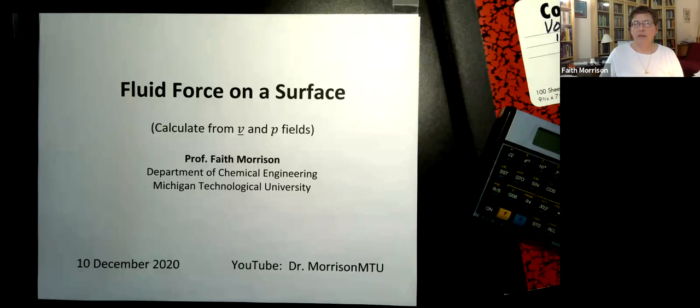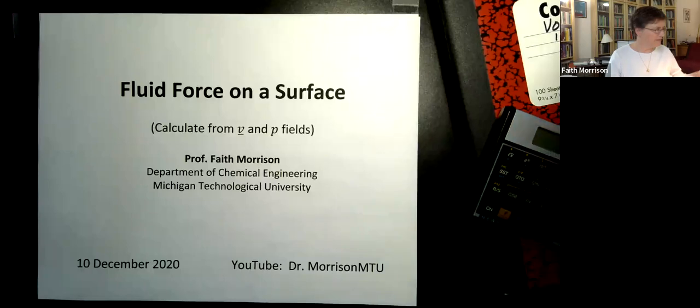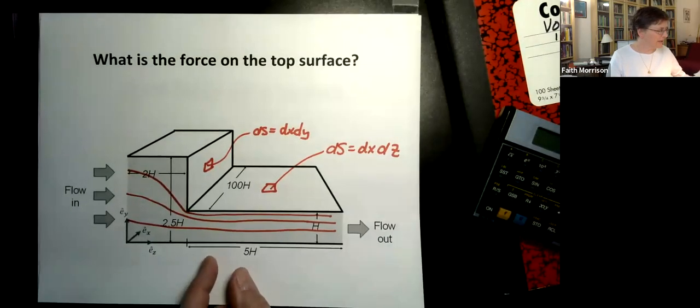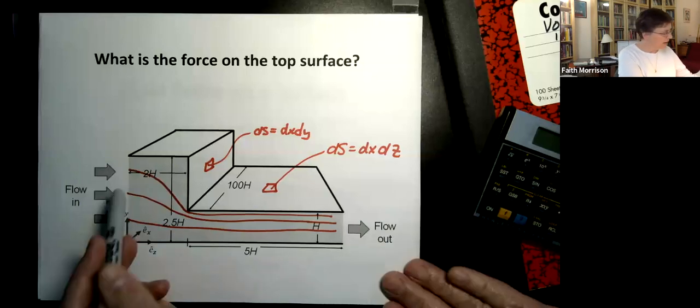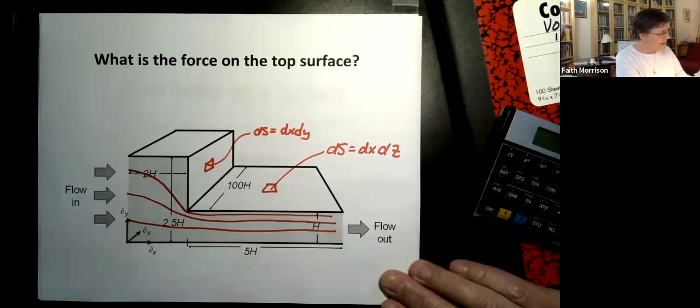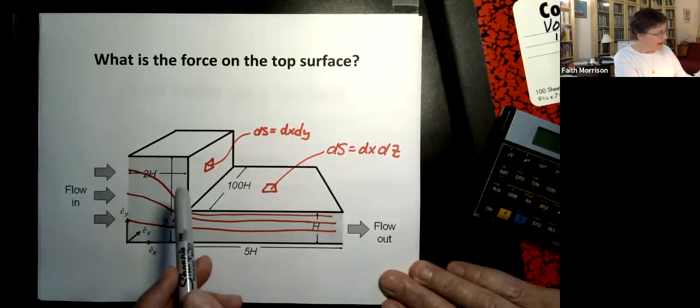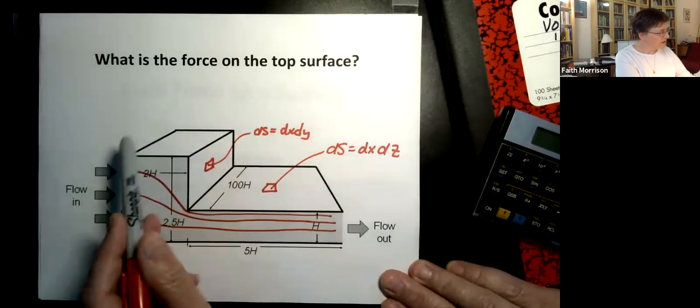So today I would like to talk about how to calculate fluid force on a surface, and in particular about how to calculate this fluid force from the velocity and pressure fields. As a topic to focus on, I have this example here. This is, for instance, the flow through a contraction, and I've drawn a little bit of the flow field here. And the question is, what's the force on the top surface?